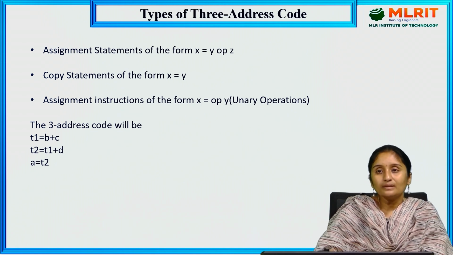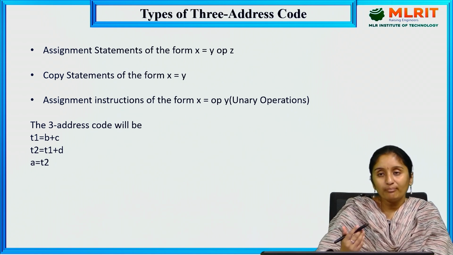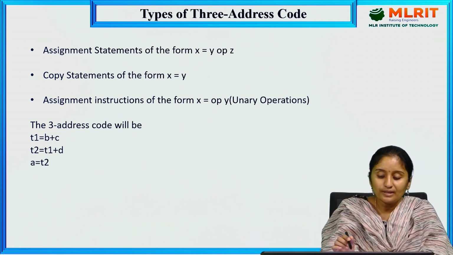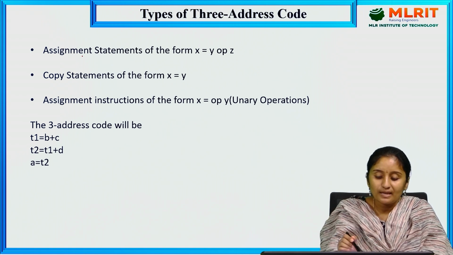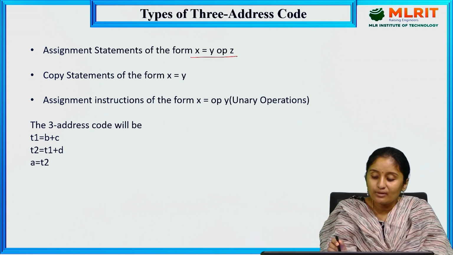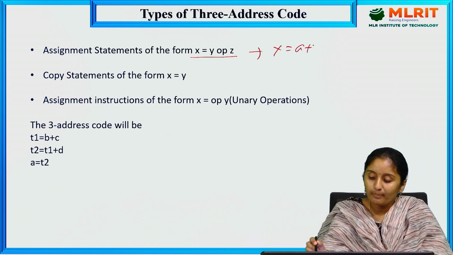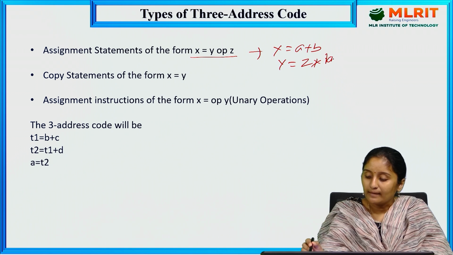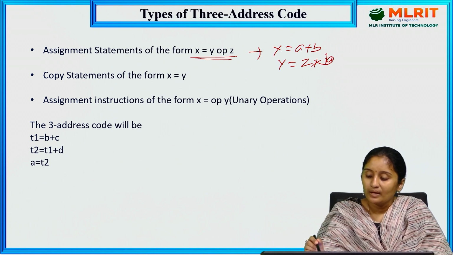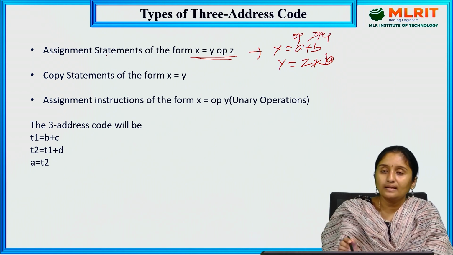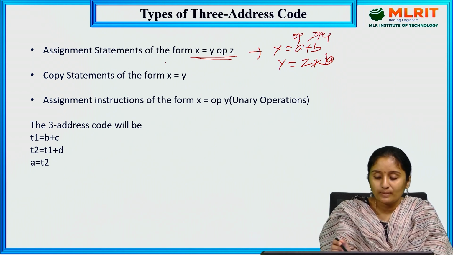So what are the types of 3 address codes? We have many types, but here we are going to see 3 types which are used. Assignment statements are of the form X equal to Y operator Z. Here it can be X equal to A plus B, or Y equal to Z into B, anything. These are the operands and this is the operator. We call these assignment statements of the form.